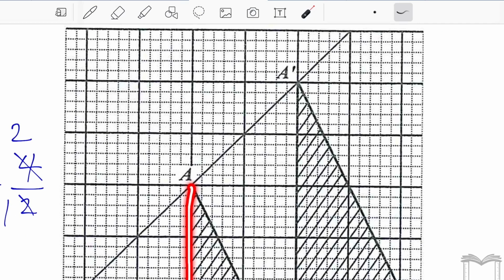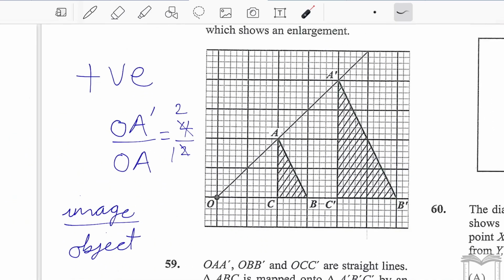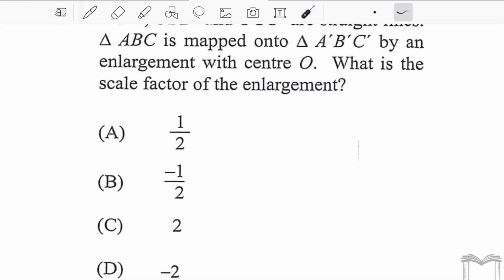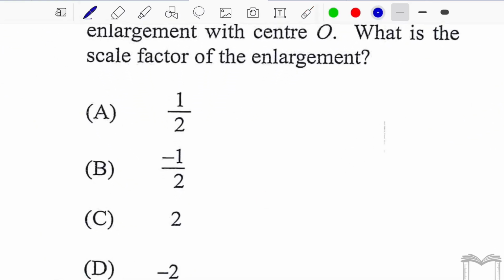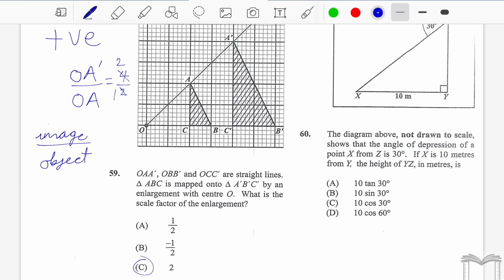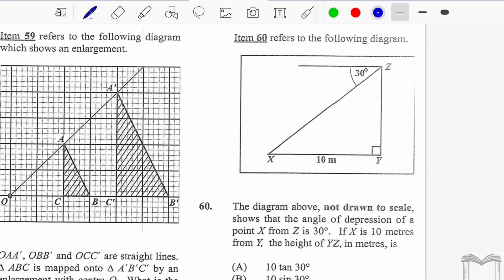Right? So we can see this. If you look here, this length was 2 units here, and now it's 4 units here. This base was 1 unit here, and now it's 2 units here. So A is your answer. Sorry, C is your answer. Good.